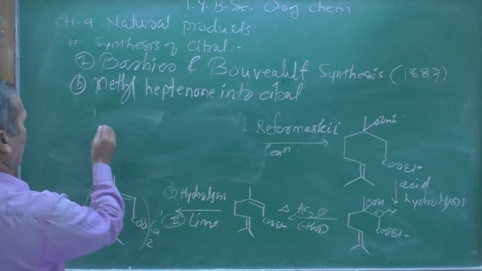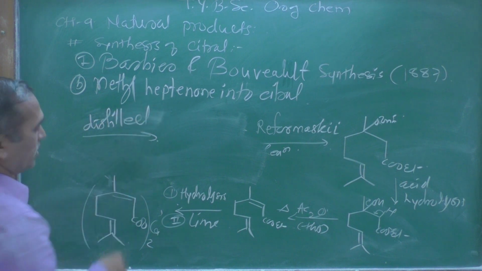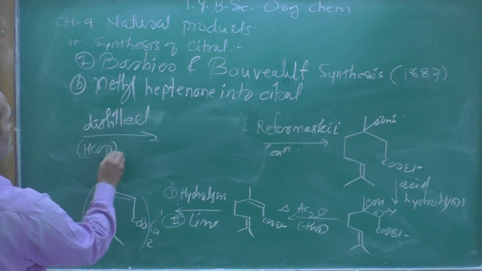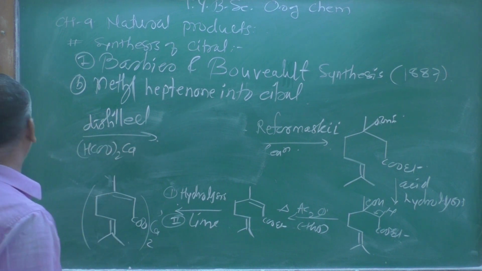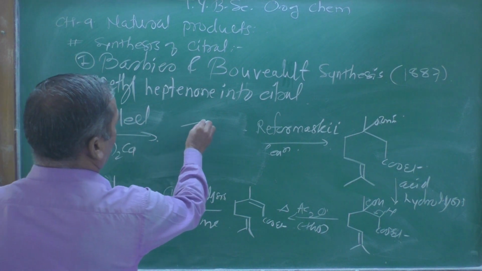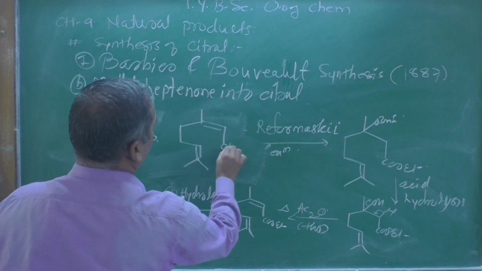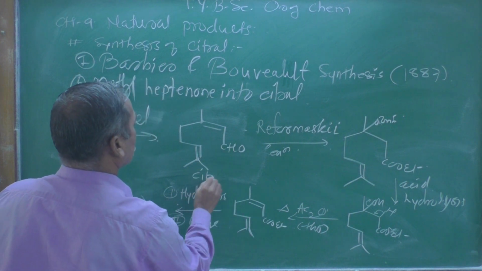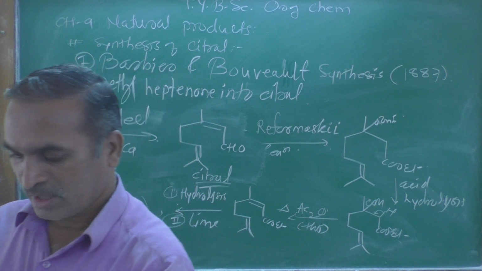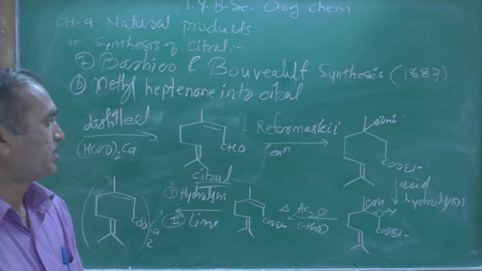This one is carried out with distillation with formic, HCOO twice calcium, calcium formate distilled. So what are you going to get? You are going to get finally this type of compound, CHO. This is nothing but citral. So in this way finally we can obtain this citral.